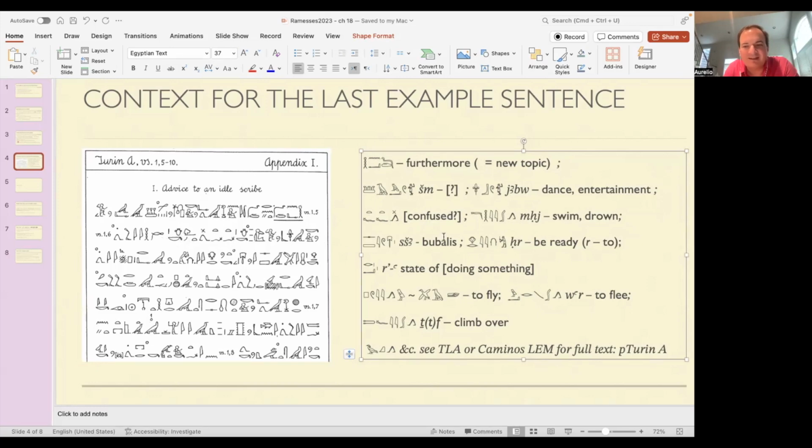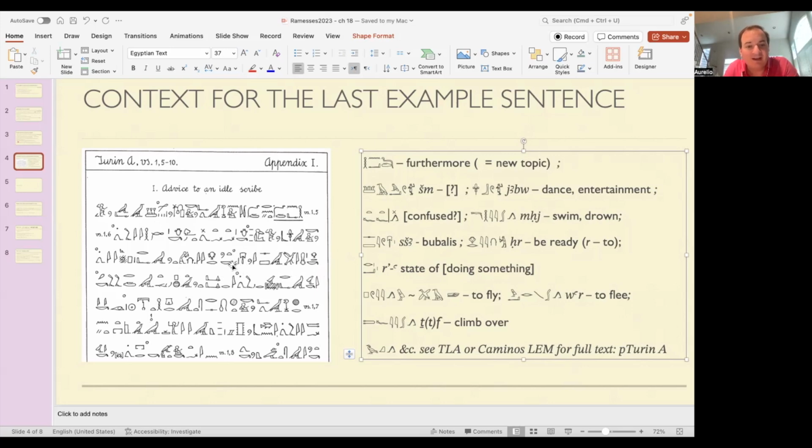Hatek Mechit. Mechi is to swim, to drown, to flood. So basically your heart is flooded, your heart is drowning. It doesn't really completely work in English, but I think you get the meaning. Basically, you're pretty messed up with all that activity that you're engaging in. Cherek mi pa sesh. Wait, seshu is what he writes here. The normal word is sesha. Sesha is the bubalis. Let's get to why in a moment. So your face is like a bubalis.